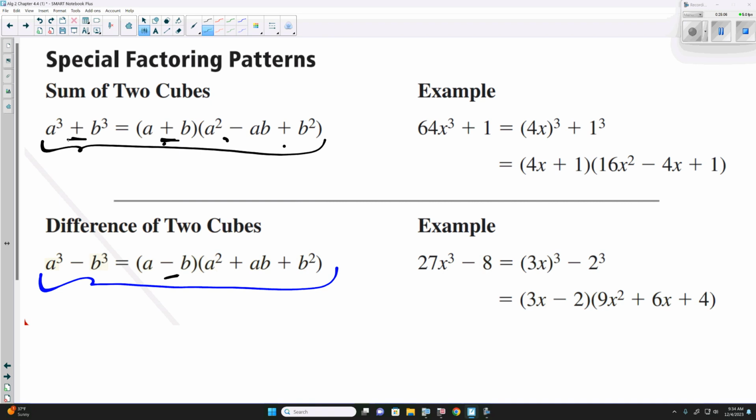So, since it's a sum, the signs will be the same. Since it's plus, plus. Opposite. Since it was plus, it is now minus. And we always end on a positive note, plus. So if we look at the difference, same, the first sign is minus. Opposite, plus. Always end on a positive note. And the powers of A: A cubed, B, A squared, A, no B, B squared.